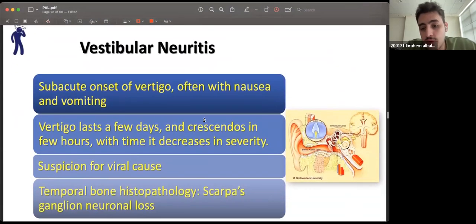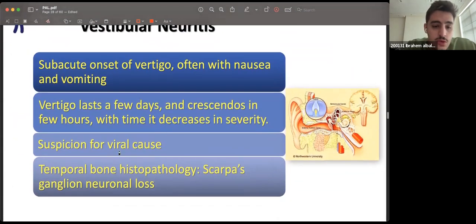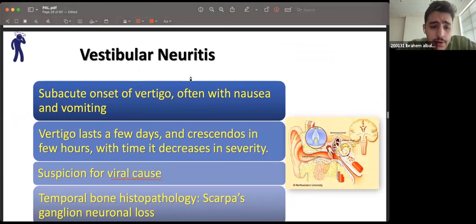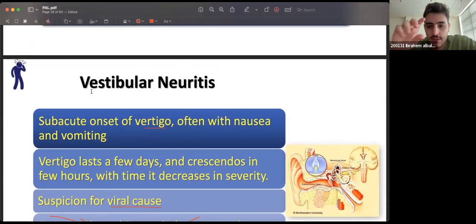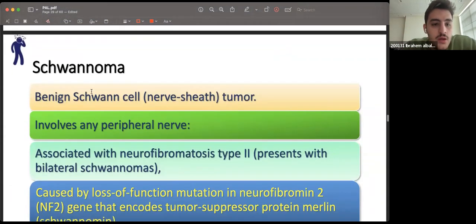Now, other causes can include vestibular neuritis. It's usually due to a viral infection, okay? And you get inflammation of the vestibular nerve. It can cause vertigo since it affects part of the vestibulo-ocular reflex. And the way you diagnose it is through a temporal bone histopathology. It will show scarpa's ganglion neuronal loss. This is not important. Just know, vestibular neuritis can cause vertigo, and it's a peripheral type of vertigo. It's not central per se.